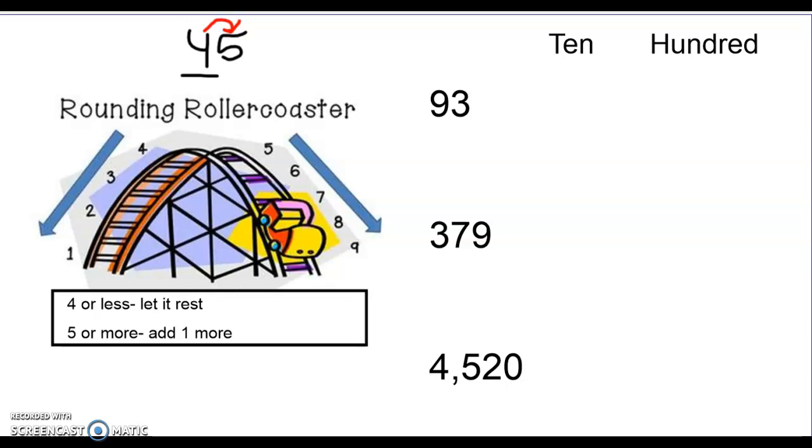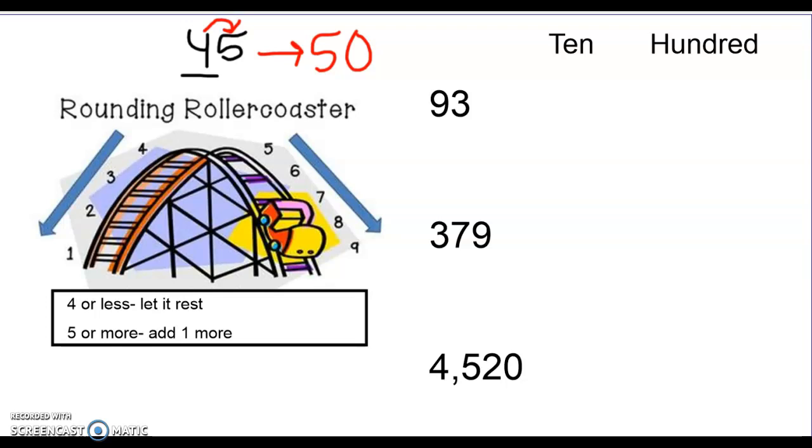And if you look on the rounding roller coaster, when we have a 5 or more, we add one more to that underlined place value. So when I add one more to 4, it becomes a 5. And then anything in the back turns to 0. So in this case, that would be one digit that turns to a 0. So 45 rounds to 50. Same thing if you are rounding to the nearest hundreds. You would underline your hundreds place, look next door, and allow it to help you in making that decision.